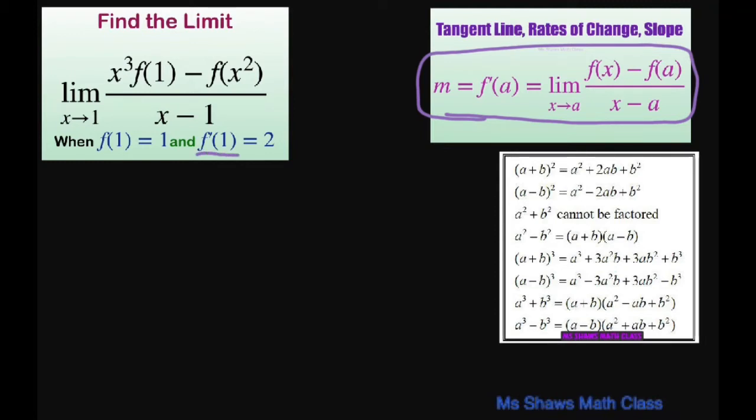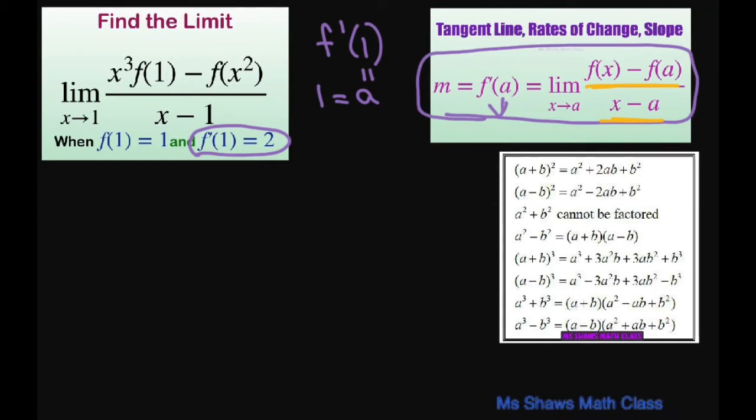We have f prime of 1 equals 2, so our a is 1 because it's f prime of 1. That equals your a, which equals 1. This problem is a bit confusing because it doesn't actually fit our mold very well. So let's start working on it.